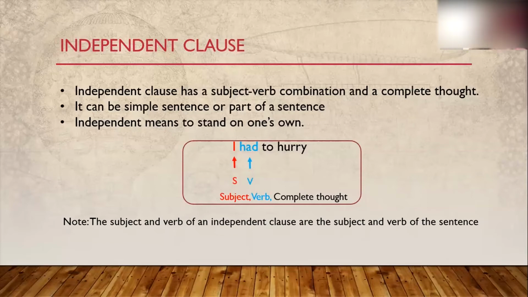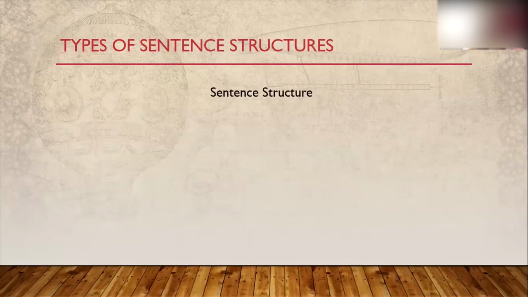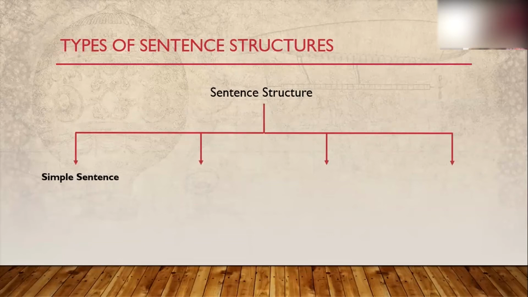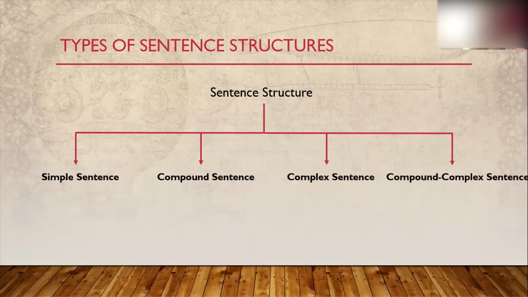Moving on, we have four different types of sentences. Firstly, we have simple sentence. Secondly, compound sentence. Thirdly, complex sentence. And last, compound-complex sentence. Now, I would like to invite Ali Bashir Khord. Please come and elaborate this topic further on, please.